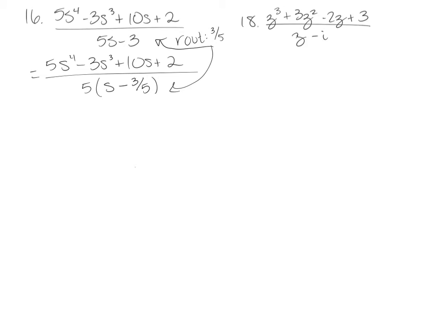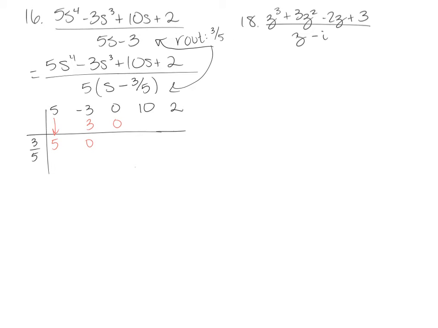So we're going to solve the equation like we have it by doing synthetic. So synthetic, my root is 3/5. And then my constants are 5, -3. I'm missing an s squared, so I'm going to add in a 0. And then 10, and then 2. So we bring down our 5. 3/5 times 5 is 3. -3 plus 3 is 0. 3/5 times 0 is 0.